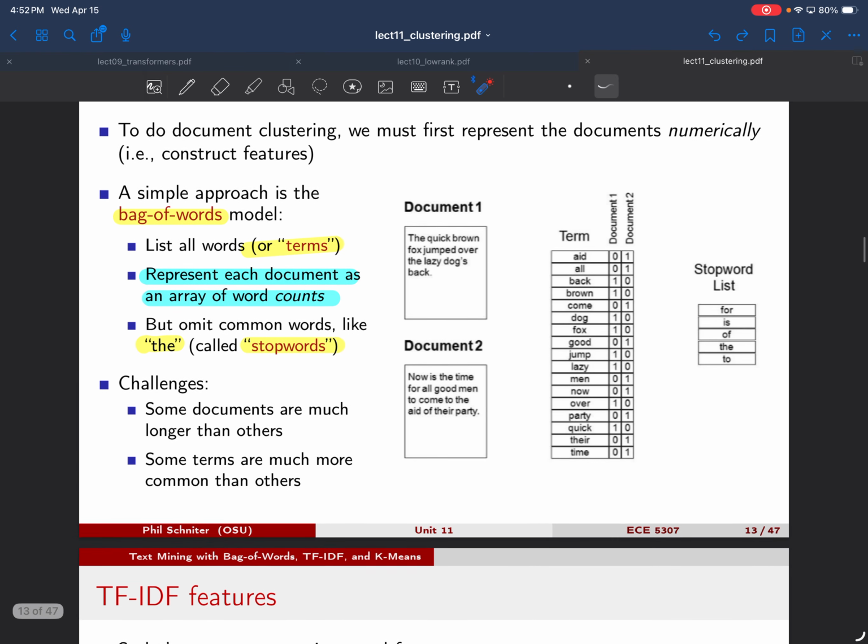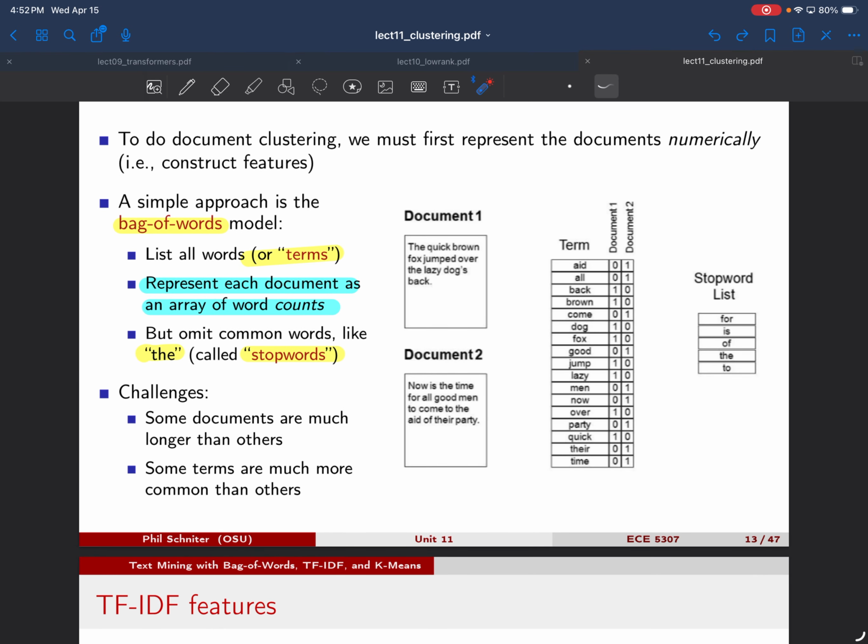But there are still a few major challenges right now. One challenge is that sometimes you'll have a document that's much longer than others, meaning it has a lot more words. So when you look at the numbers in one column, they might just be much larger than another column because another column is a short document. Another issue is some terms are much more common than other terms. So some terms across all documents might have much larger numbers than other terms. So these things can throw you off. So we want to do something like a standardization to get around these issues.